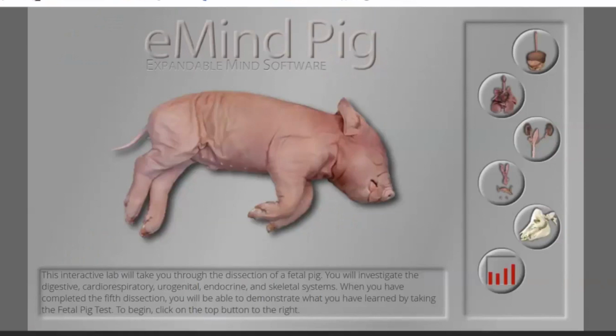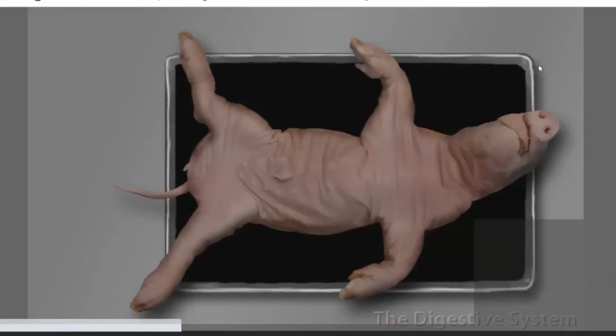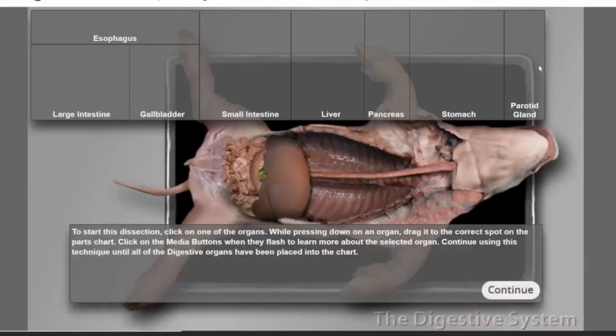So the first system that we're going to talk about is the digestive system. So the digestive system is responsible for being able to, for an organism to be able to process food. So whenever you eat food, you want to get all the good stuff out of it. You want to get your vitamins, your nutrients, and your carbohydrates, proteins, and fats, because all of those things are responsible for keeping you alive, to keep your cells alive so that you can perform functions of your life and be nourished. So the first organ that we're going to talk about is the esophagus.